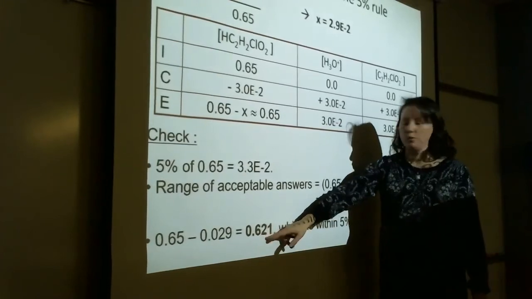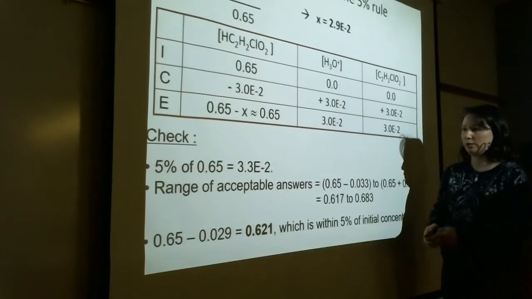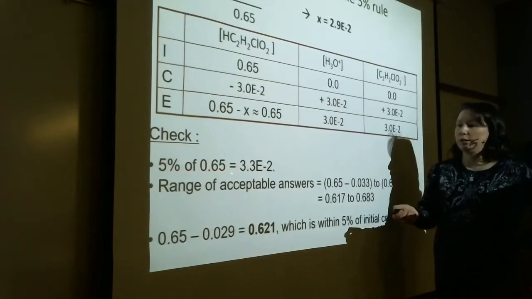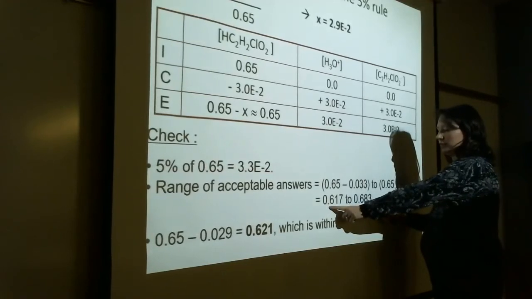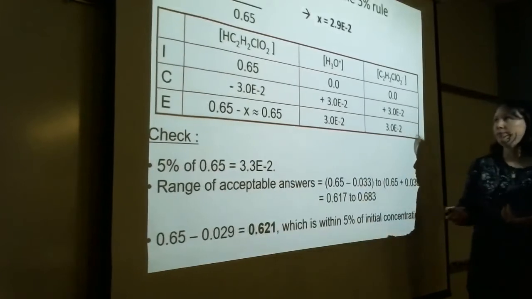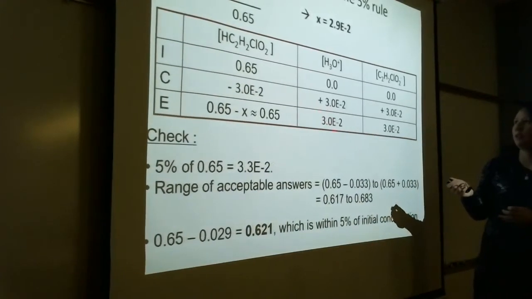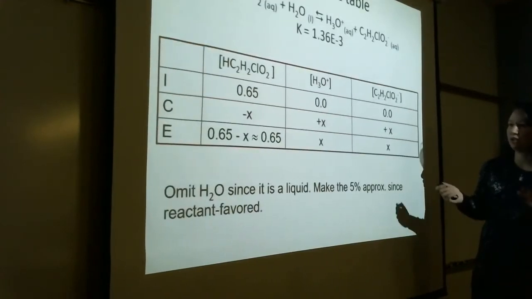Okay, is 0.621 in my range of acceptable answers? Well, what is my range of acceptable answers? 5% of 0.65 is this value. So that means that my range is 0.617 to 0.683. 0.621 is in that range, so I'm good. And so that difference here is just a sig figs rounding thing. That's just sig figs and rounding.